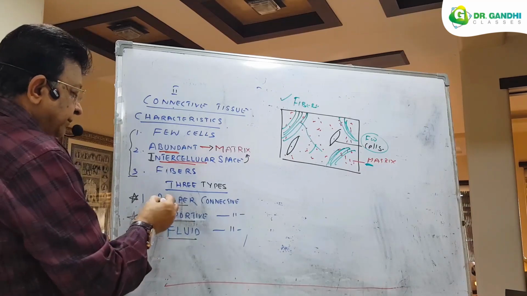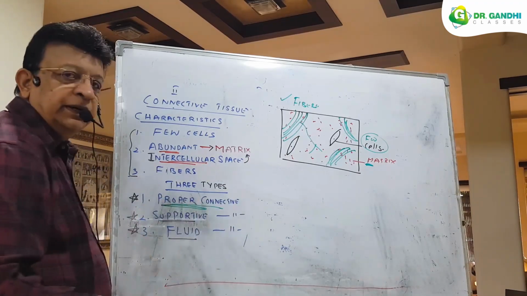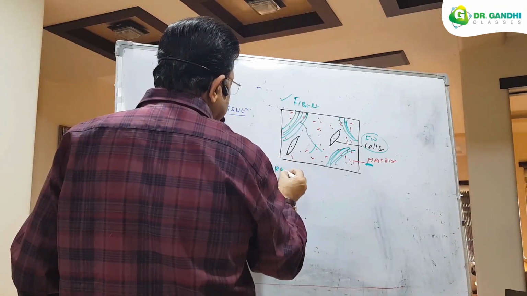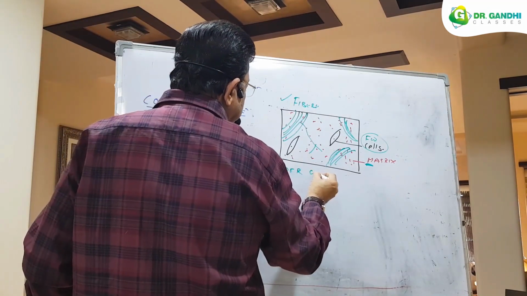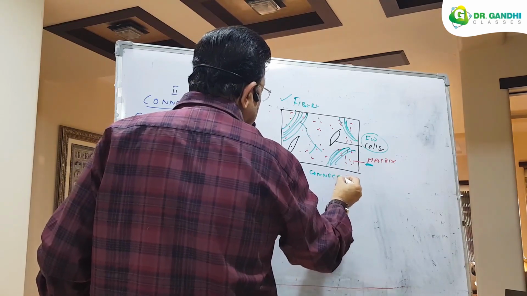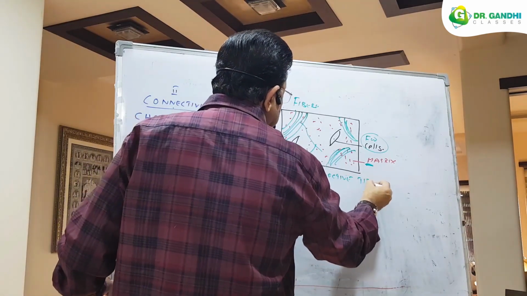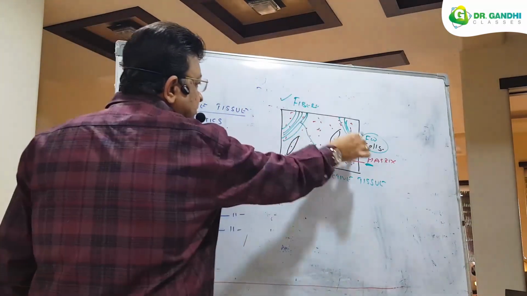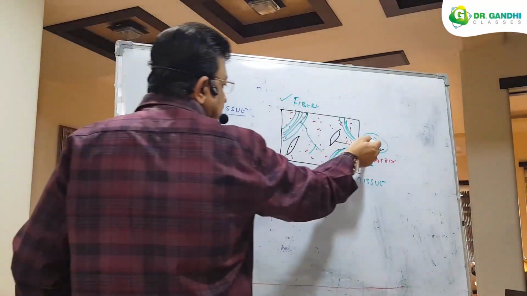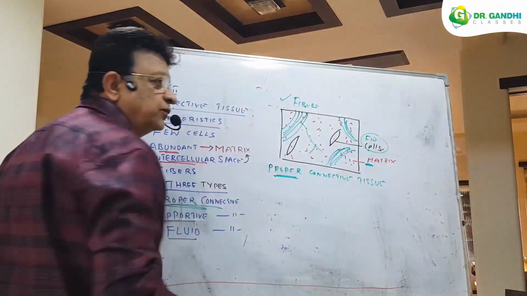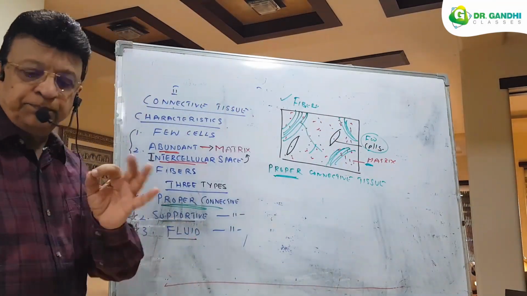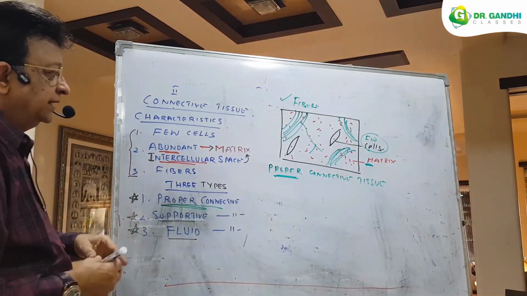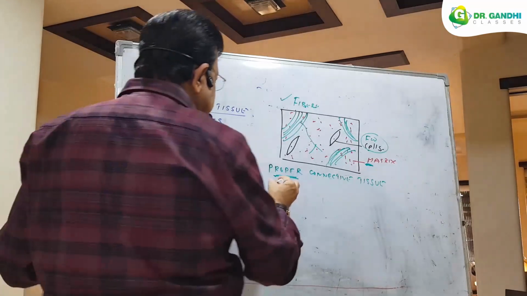We take the first type. The first type is called proper connective tissue. Why is it called proper? That is because it has got all the three requirements. It has got a few cells, it has got matrix, it has got fibers. So therefore it is called proper. It suits the characteristics of a connective tissue. Hence the word proper.